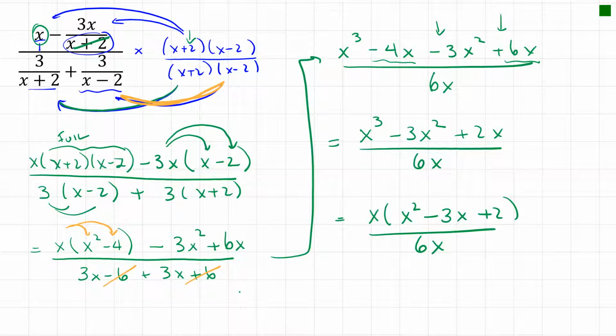And because the adding and subtracting signs are now protected inside of this bracket, I do get to cancel this x. And I get to factor this. So my final answer is x minus 2 times x minus 1, all divided by 6.